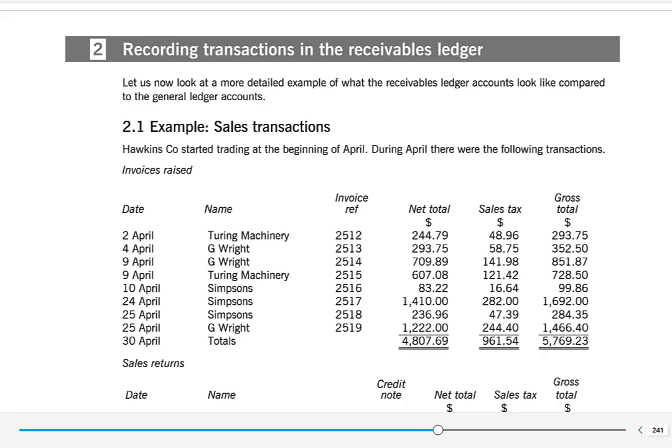When you record a sales return credit note, the customer account reduces in the receivables ledger, and the trade receivables control account reduces in the general ledger, and the sales returns and sales tax accounts in the general ledger also update. When you record a payment received, the customer account reduces in the receivables ledger, and bank increases in the general ledger, and trade receivables control reduces in the general ledger.